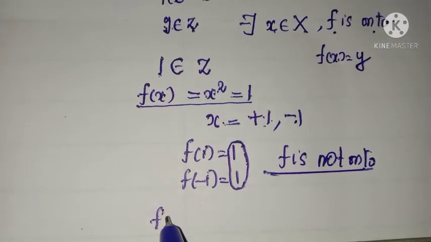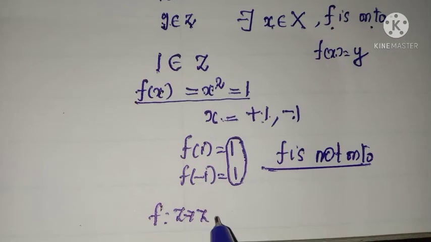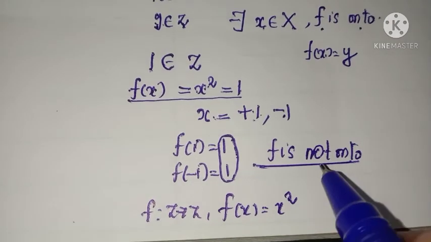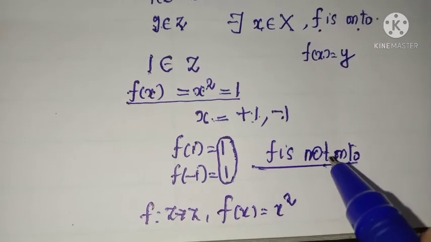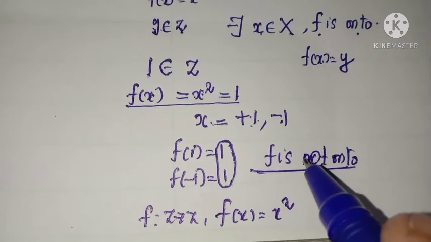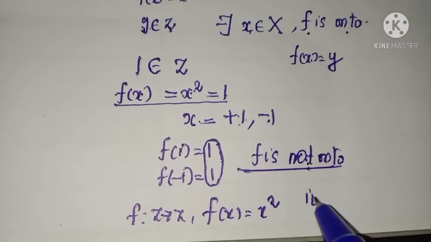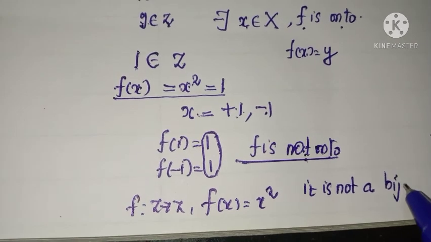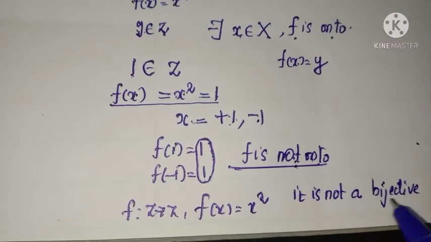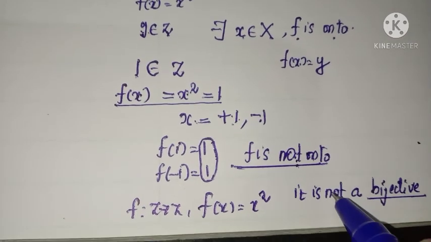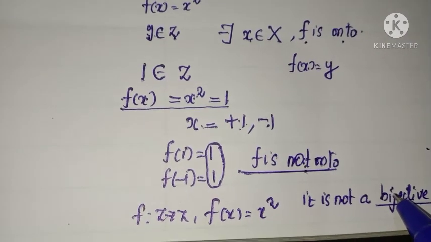So the function f from Z to Z defined by f of x equal to x square is not one-one and is not onto. If it is not one-one and not onto, then it is not a bijective function. Note down: bijective means one-one plus onto. Therefore, it is not a bijective function.